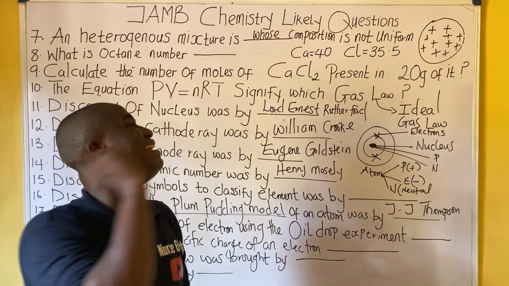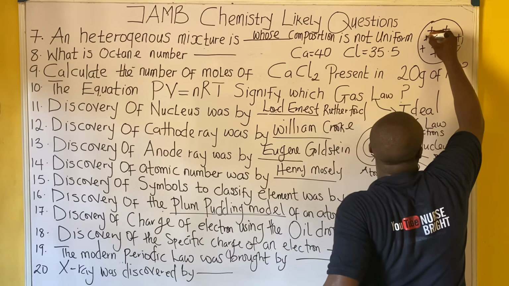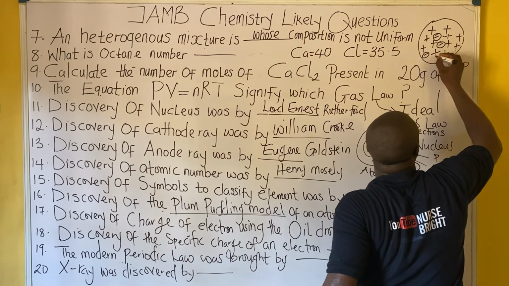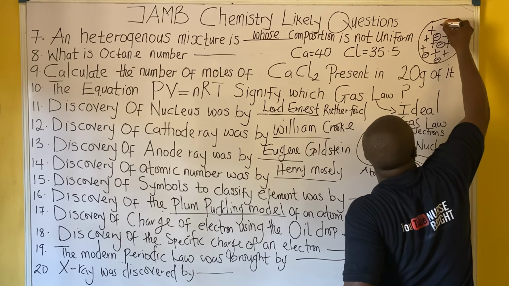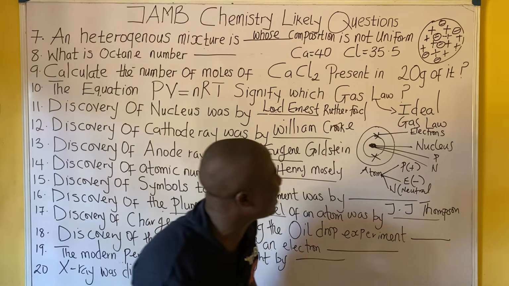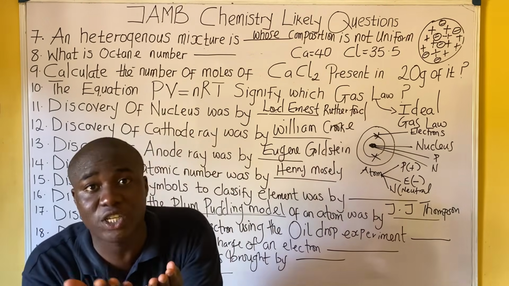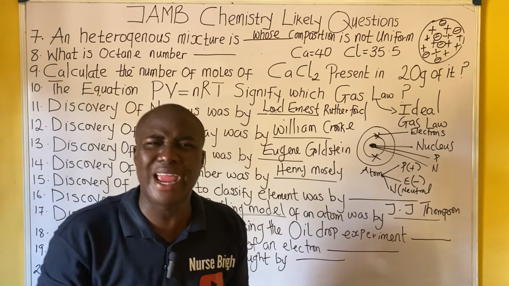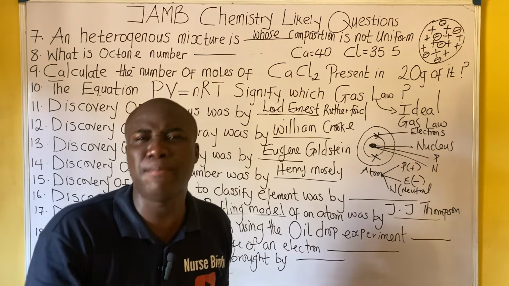So he said that inside this sphere where we have positively charged matter, we have electrons that are embedded inside this atom with positively charged matter. So you can see now that electrons are negatively charged. This is how he described his own atom. But that was not enough because it had some limitations.